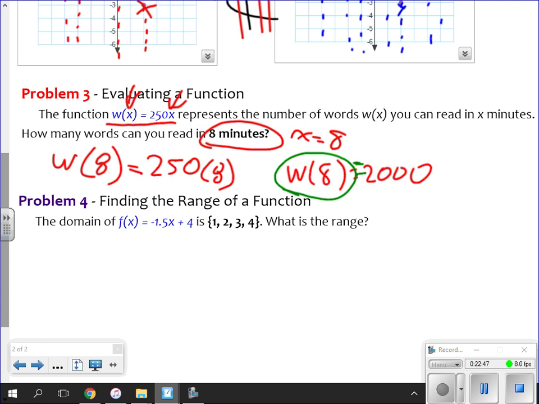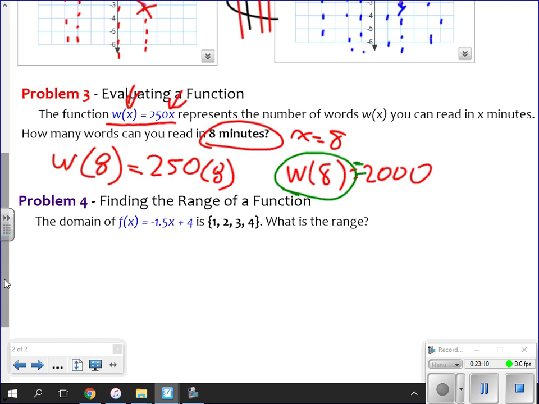W is not a thing we solve for. W is our function notation. It's just how we say it. We do not solve. We do not go any farther. I've done everything I can do at this point. Think of it as Y equals 2,000. This is Y. W of X is another way of saying Y. This is a way of saying Y at 8.